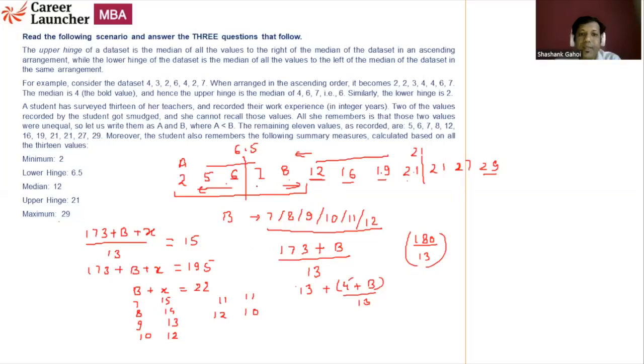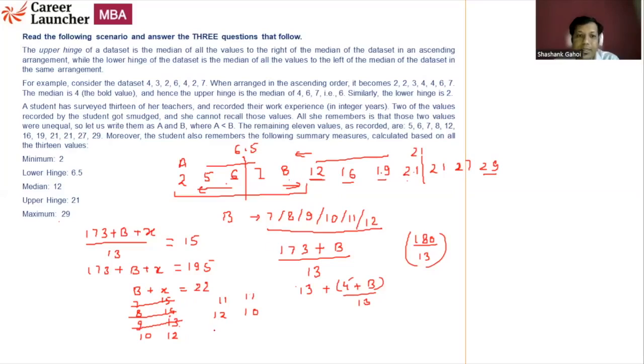Do we have 15 in the data set? No. So the first is rejected. Do we have 14 in the data set? No. So this is rejected. Do we have 13 in the data set? No. So it is rejected. Do we have 12 in the data set? Yes. So 12 is doubled. So basically B can be 10. Okay.